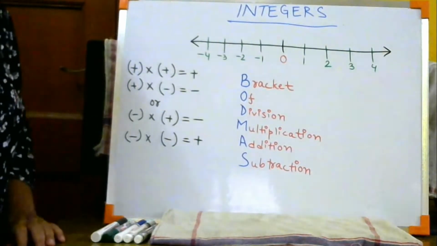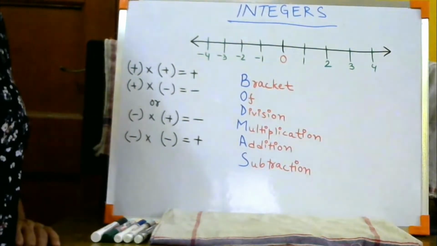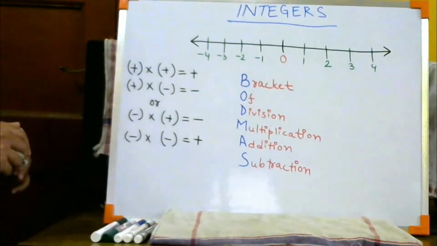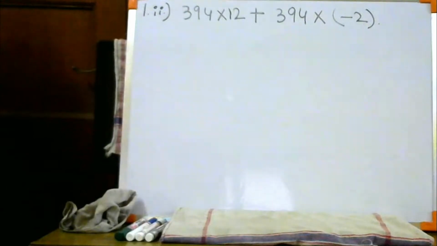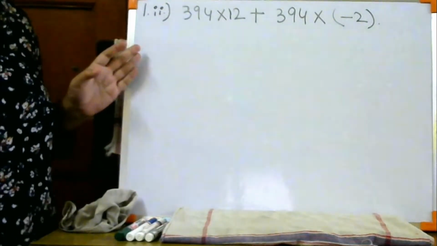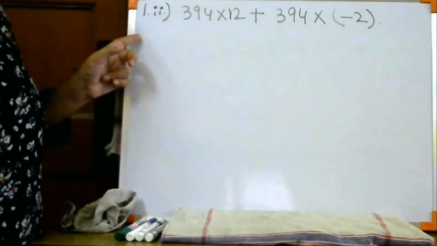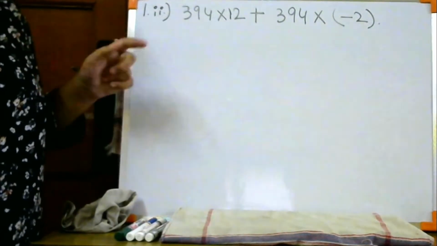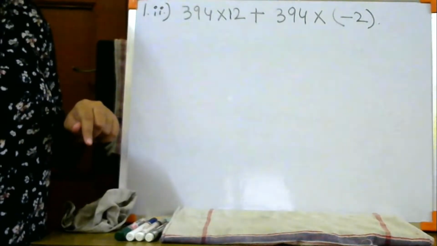Now open your book to page number 6, exercise 1A. Page number 6, exercise 1A. I'm going to solve the first sum today of your textbook, question number 1, part 2. Read out question number 1 from your book.